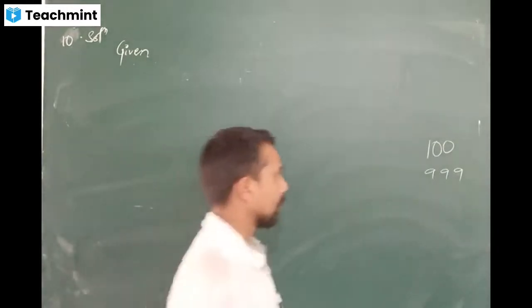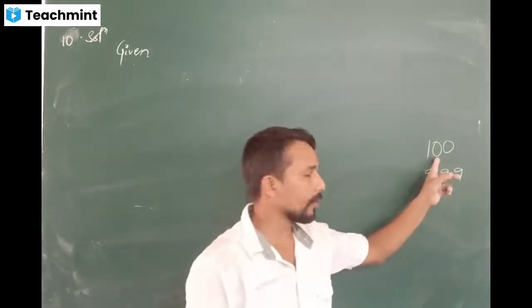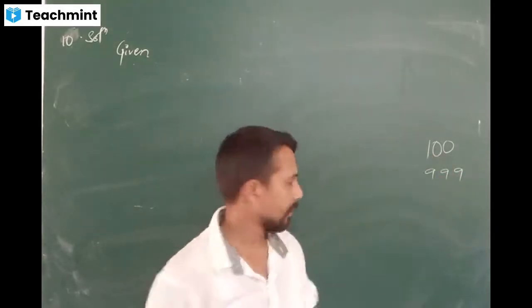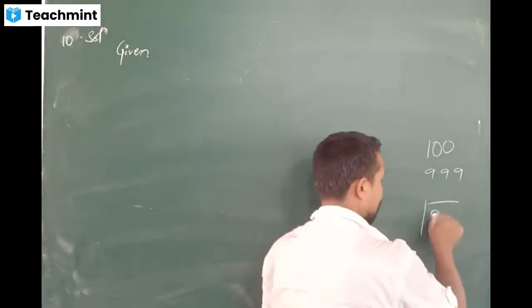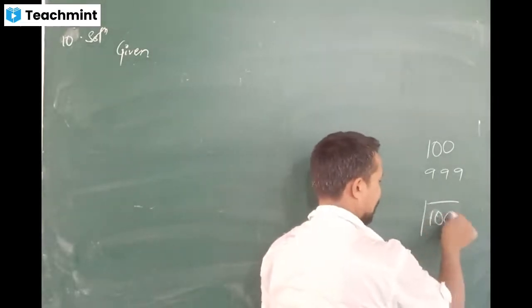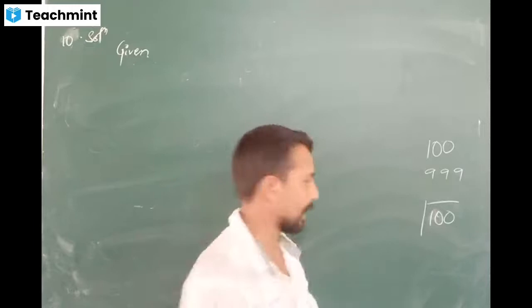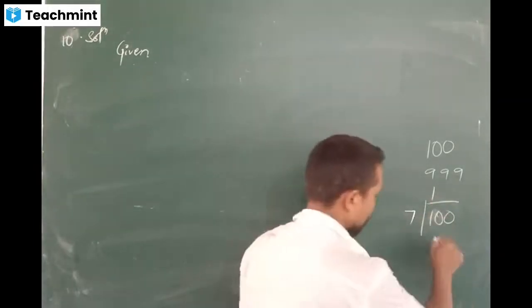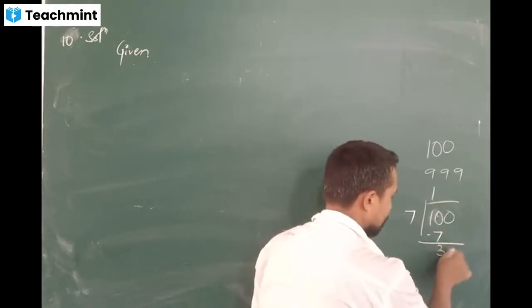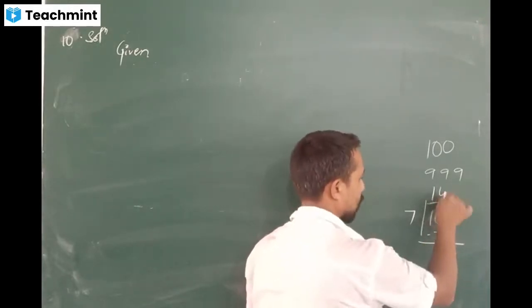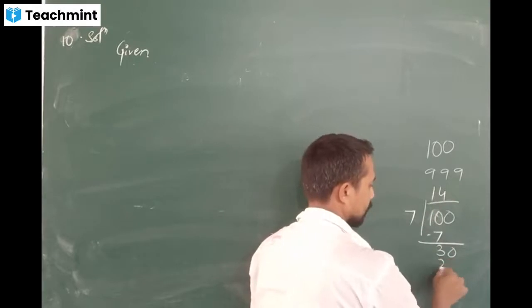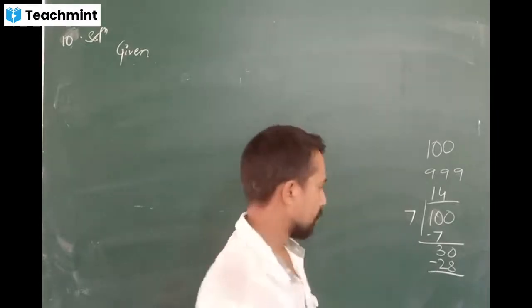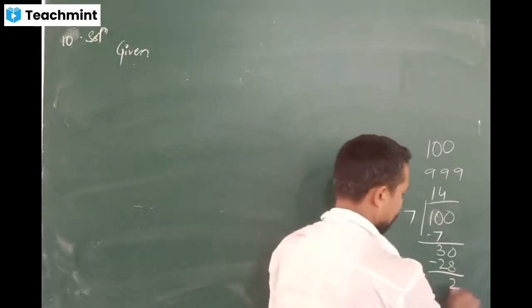First, to find the number just higher than 100 that is divisible by 7, we divide 100 by 7. 7 times 1 is 7, subtract to get 30, 7 times 4 is 28, how much is left? 2.